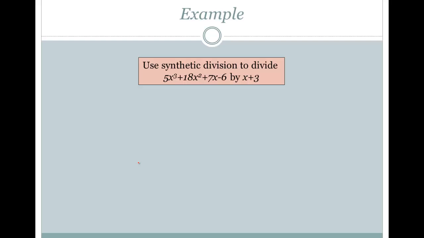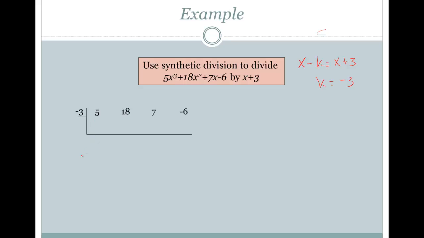I want to use synthetic division to divide 5x cubed plus 18x squared plus 7x minus 6 by x plus 3. So one thing I want you to note is that when we have x plus 3 over here, this is x minus k equals x plus 3. That means that my k here is going to be negative 3. Alright, that's important to know. So I set it up. Here are my coefficients, 5, 18, 7, and negative 6. No skipped terms here. And I have my negative 3.